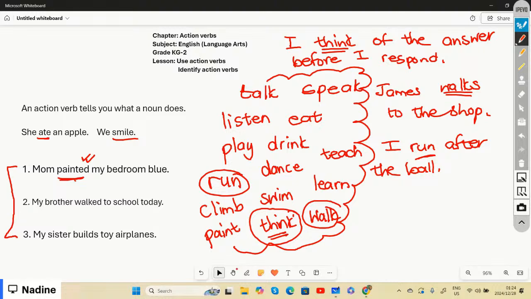And if we were to identify the action verb that tells us what the brother does, then we can say walked is the action verb. It tells us what my brother does.